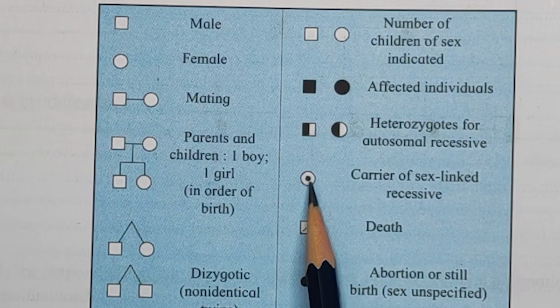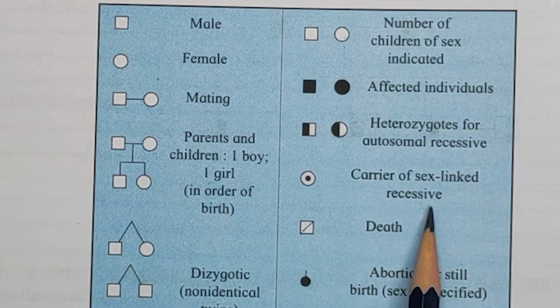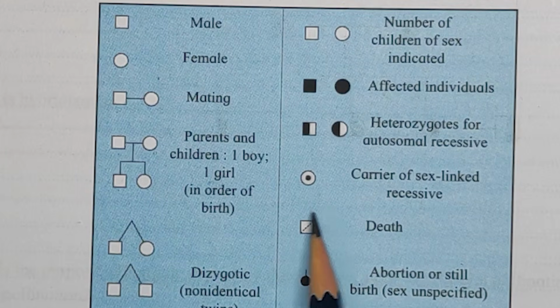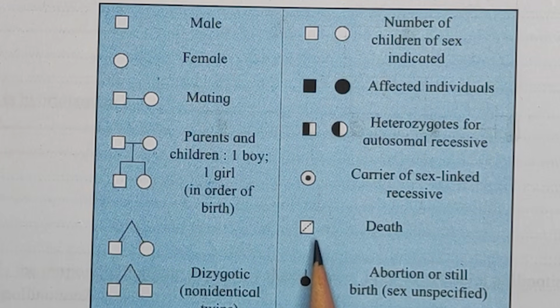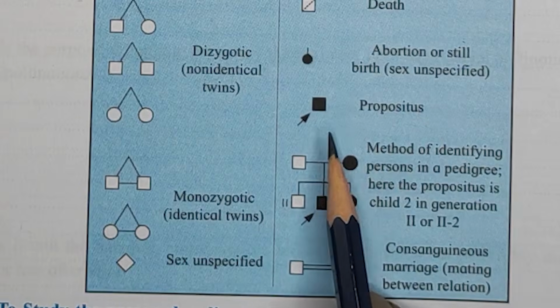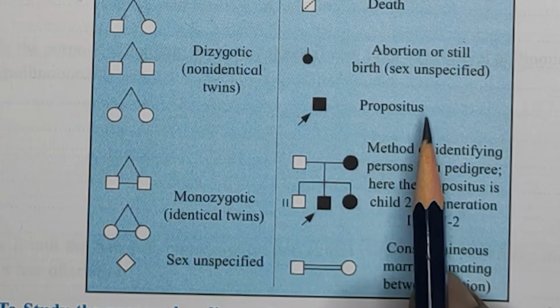When there is a small dark dot in the center of the circle, this indicates that it is a carrier female, a carrier of the sex-linked recessive. When the dotted line is connected to the two corners, that indicates the death of that particular offspring. When the dark circle is there with one line, it shows abortion or stillbirth, sex unspecified. When the arrow points toward the dark square, it is called a propositus.